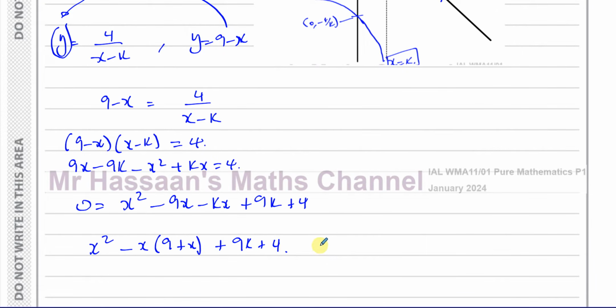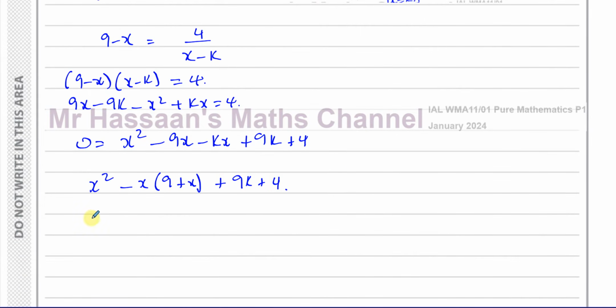So here we have x squared minus, in brackets, 9 plus k, times x. You've got to be careful about writing k's and x's. They look very similar sometimes. Minus 9 plus k times x, plus 9k plus 4, equals 0, of course, because it's an equation. So we know that this is a quadratic equation.